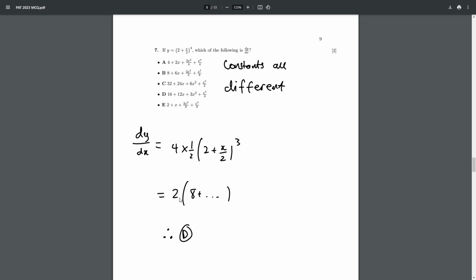And then that's going to be 2. Then 2 cubed is going to give us 8 plus some x squared term, some x term, and an x cubed term. So that means the constant will be 2 times 8, which is 16. So the answer has to be D.